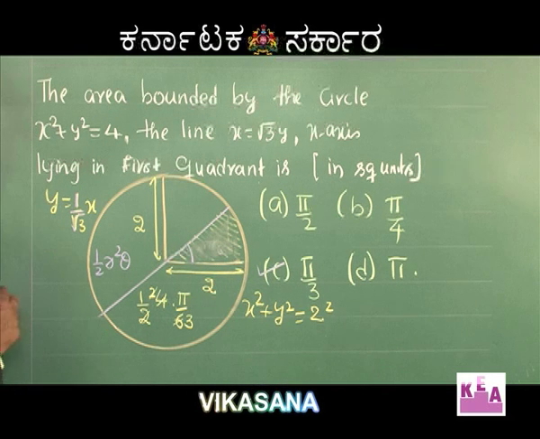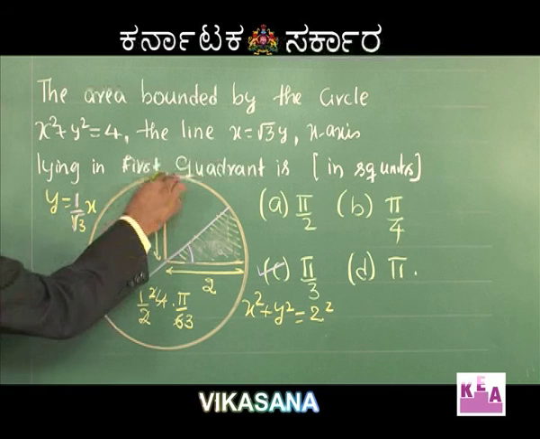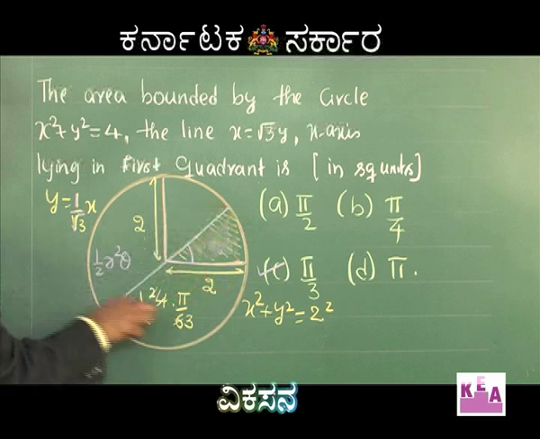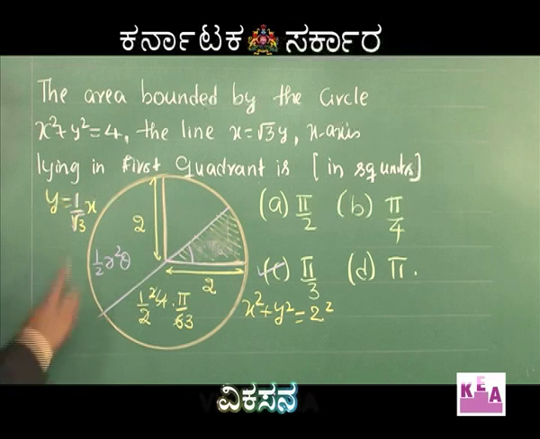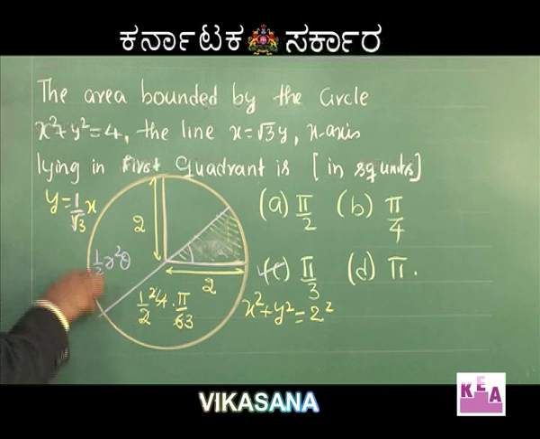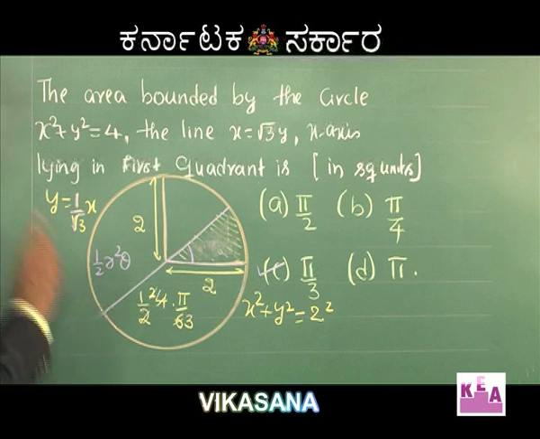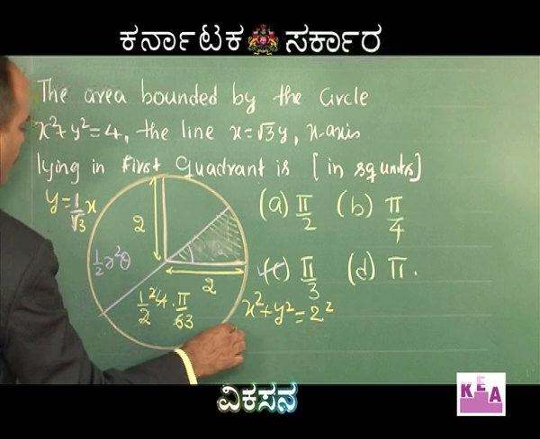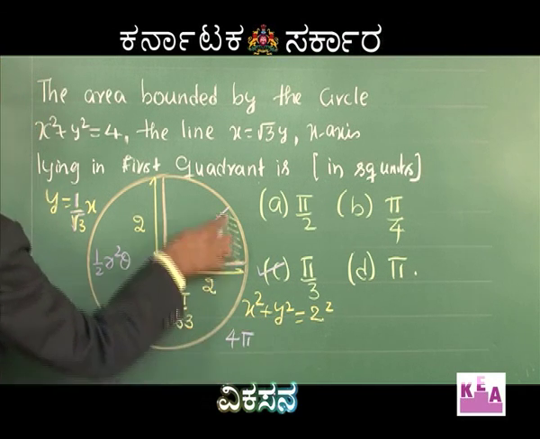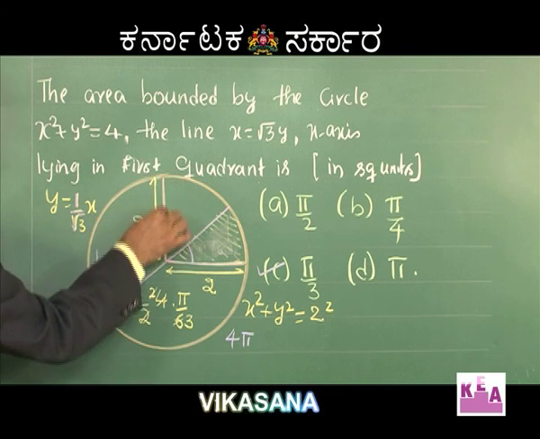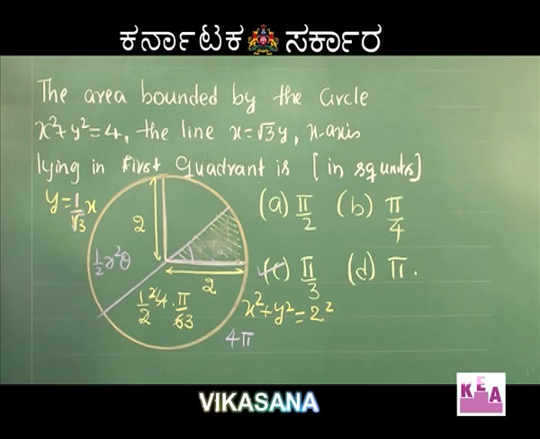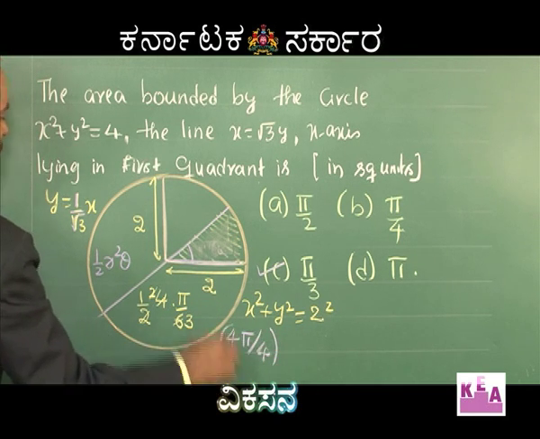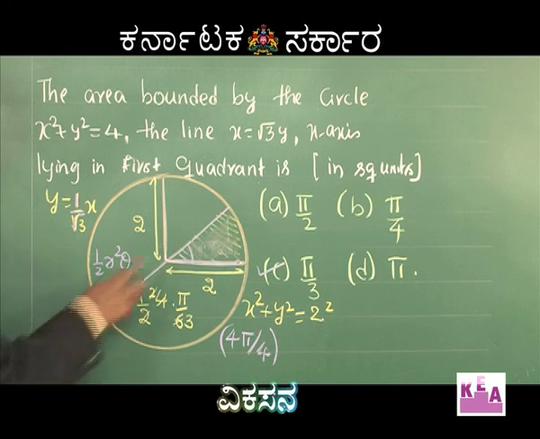If you don't know this formula, how to solve this? It is very simple. Do you agree with me? This is 1/4 of the area of the circle, correct? What is area of the circle? Area of the circle is pi r square, that is, r square is 4, so 4 pi is the area of the circle. This portion is 1/4 of this. 4 pi by 4 is the area in the first quadrant. Do you agree with me?